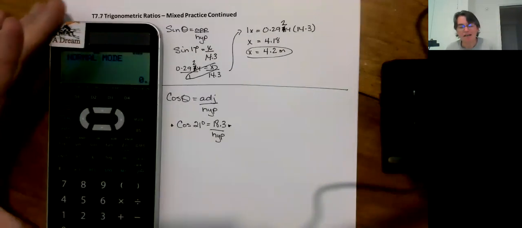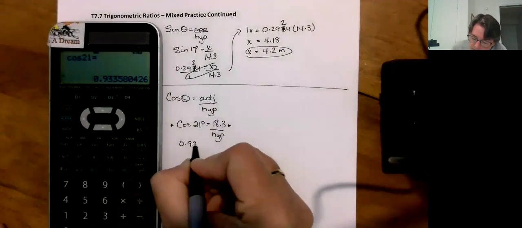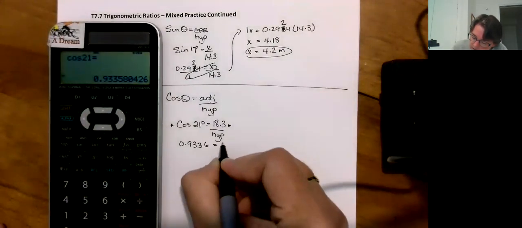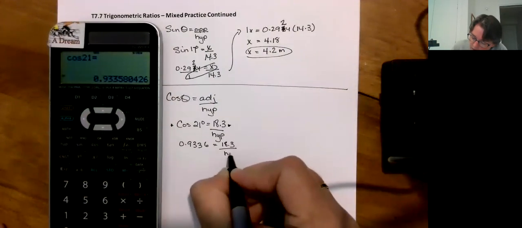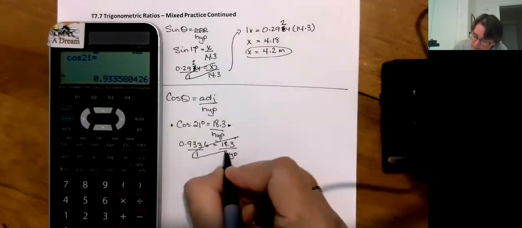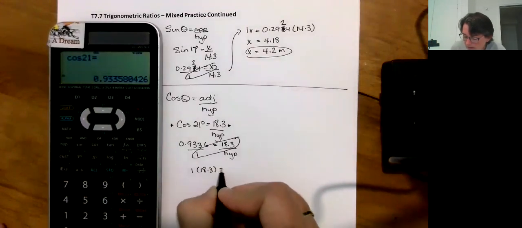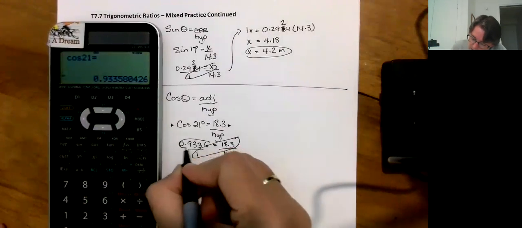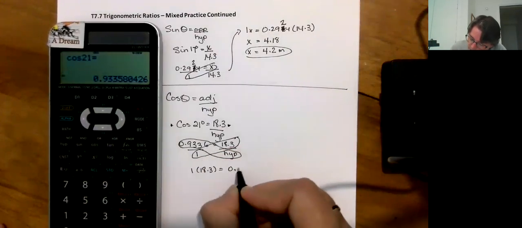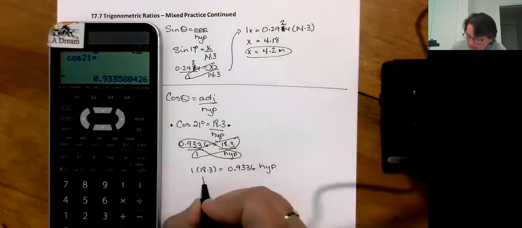Sorry, I'm so used to my dollar store calculator where you put in the number and then hit cos. On this one, it's cos and then the number. There we go. So cos 21 is 0.9336, equal to 18.3 over hypotenuse. Put that over 1, and we are going to cross multiply. 1 times 18.3 is going to give me 0.9336 times hypotenuse. So 18.3.